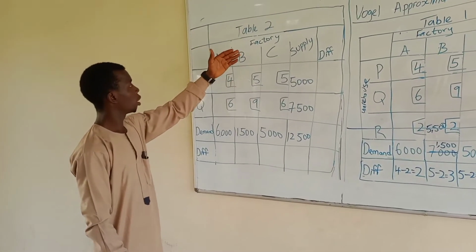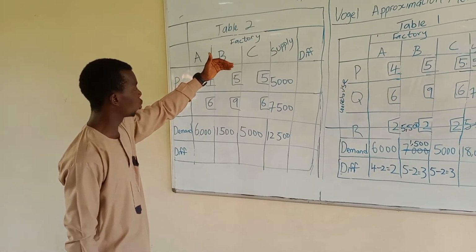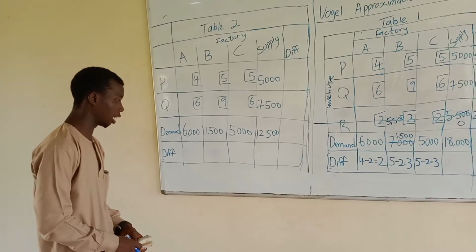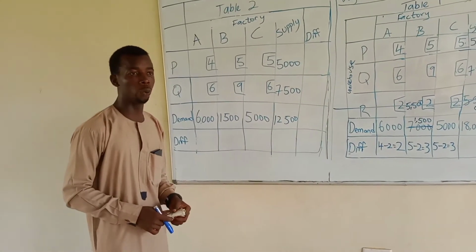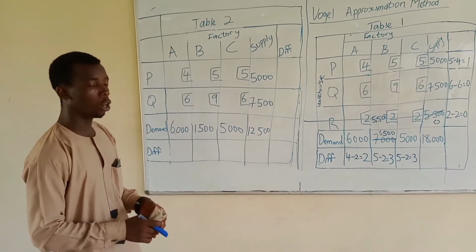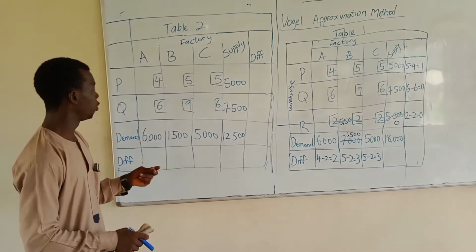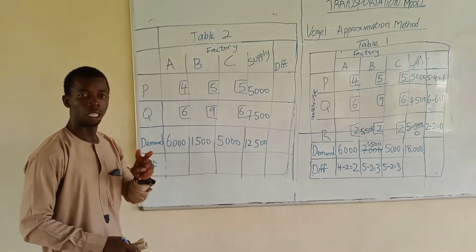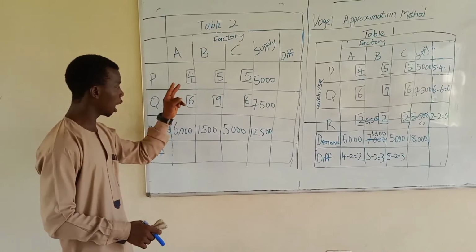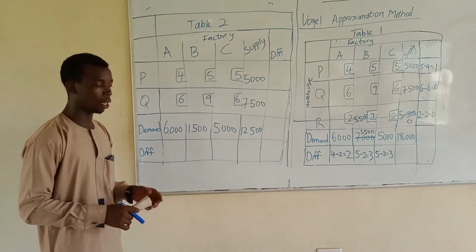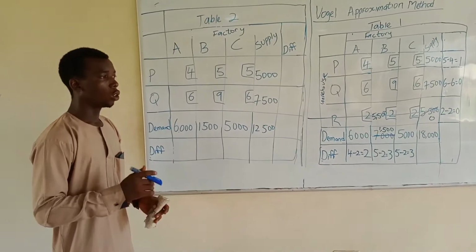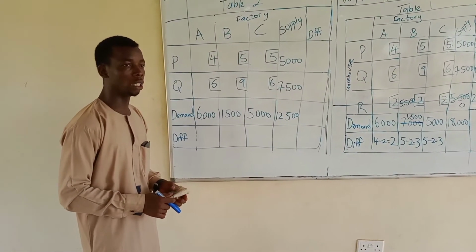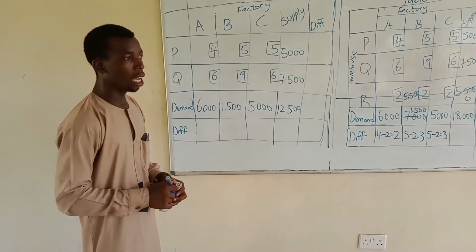And this side also, A, B, C, they are still very much intact. We follow with the same method. We will first look for the difference of the first two, the two lowest cost units, initial cost, and we allocate to the one that has the highest difference.